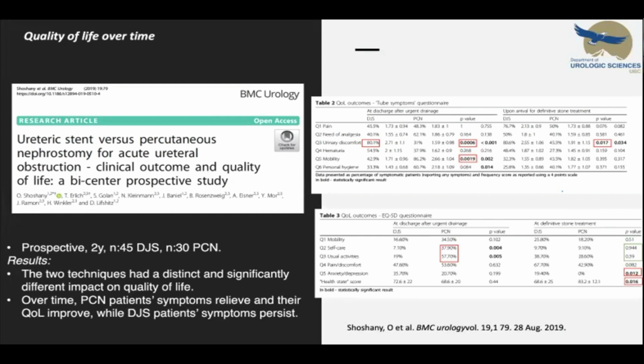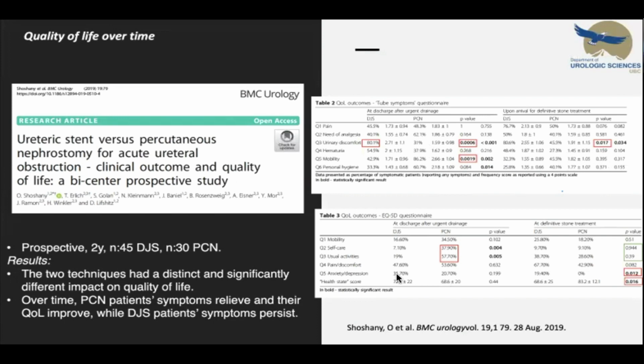persist. We will look at table 2 here. We see the tube symptom questionnaire. Urinary discomfort was significantly higher in the double J stent group, even at the time of discharge after drainage, and persists until the time of definitive treatment. While in the percutaneous nephrostomy tube group, mobility was a significant issue, which resolved at the time of definitive treatment.